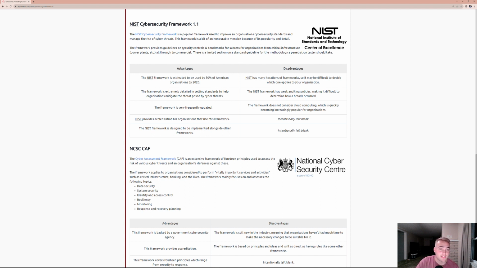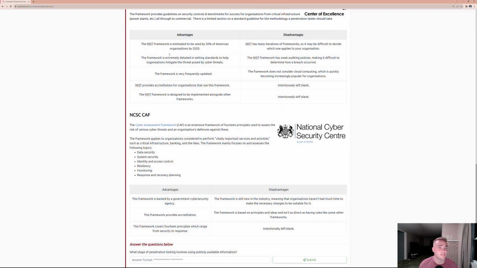The framework provides guidelines on security controls and benchmarks for success for organizations from critical infrastructure, power plants, etc., all through to commercial. There's a limited section on the standard guideline for the methodology a penetration tester should take. So the NIST framework is estimated to be used by 50% of American organizations by 2020. The framework is extremely detailed in setting standards to help organizations mitigate threats posed by cyber threats.